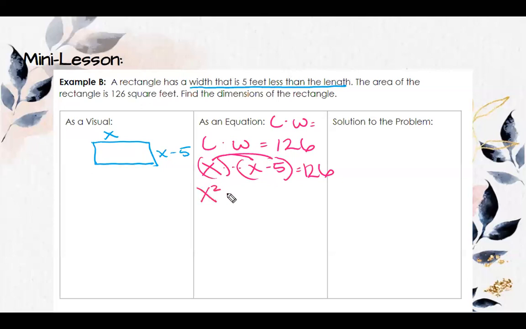So x squared, then what? Would it be plus 126? You're subtracting it, right? It'd be negative 126 equals.